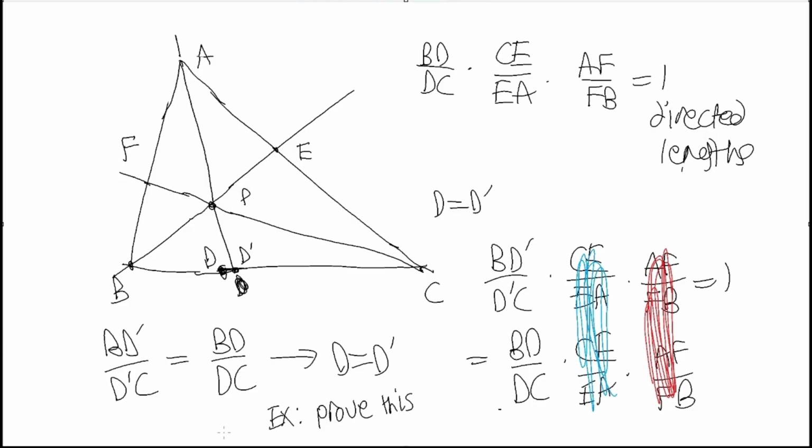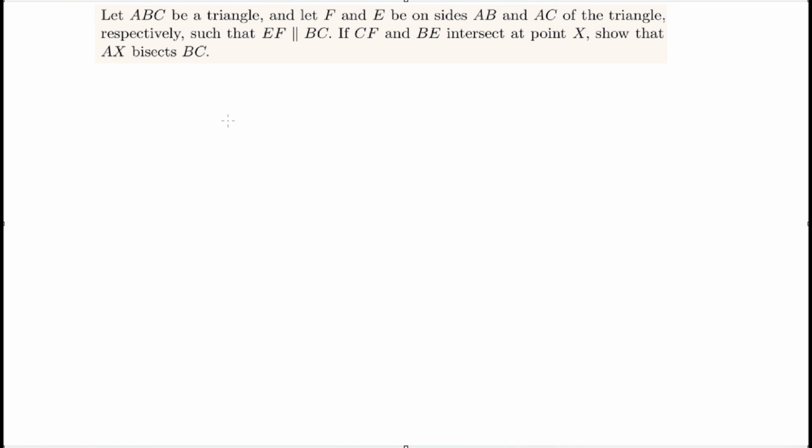And with this, we have proven that D equals D prime, and therefore, because AD prime, BE, and CF are concurrent, this means that AD, BE, and CF are concurrent, as we needed. So here's an example problem that demonstrates how Ceva's theorem can be useful.